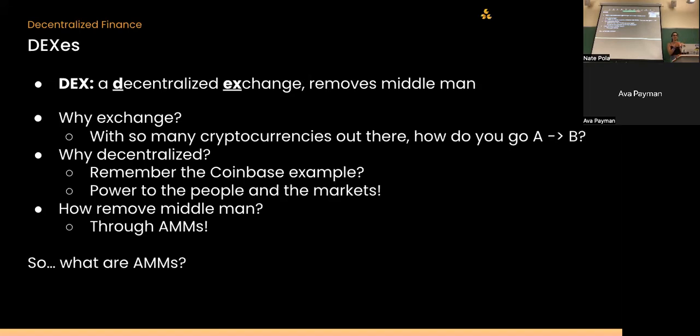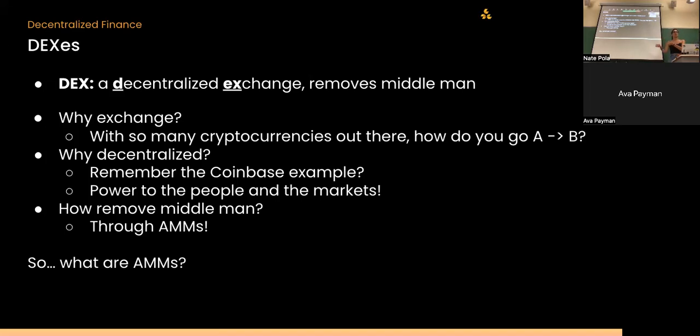Okay, getting into DEXs. I'm going to try to go quickly because I think we're running out of time. So why do we need a decentralized exchange? With so many cryptocurrencies out there, how do you go from A to B? If I want to transfer between UNI, which is a cryptocurrency from the protocol called Uniswap, and ETH, how do I transfer between these? I'm not going to go to a bank and say, hey, I want to transfer UNI, right?